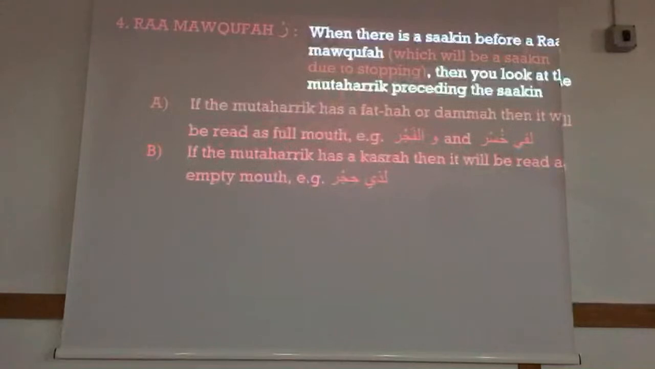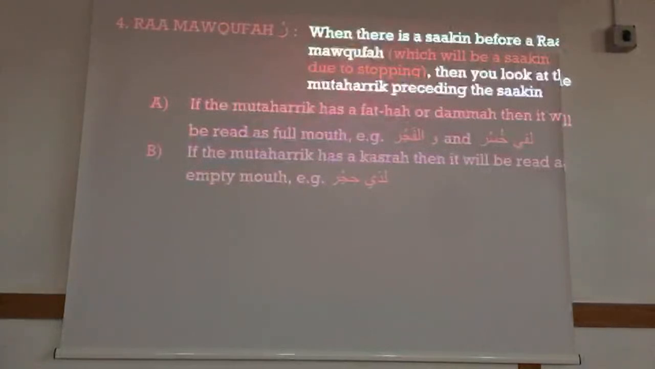Now that we're stopping on it, what do we do? We look at the letter before. Generally, before ra mawqufa, the letter before will also be sakin. Always, okay? Generally, if not always, generally the letter before ra mawqufa will also be sakin.